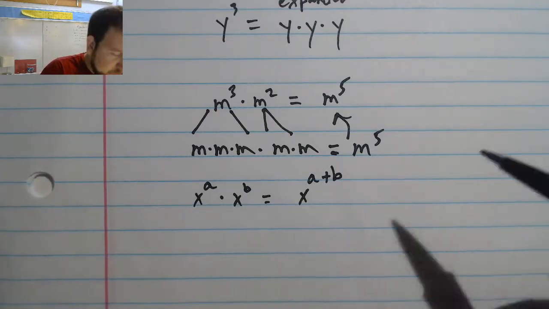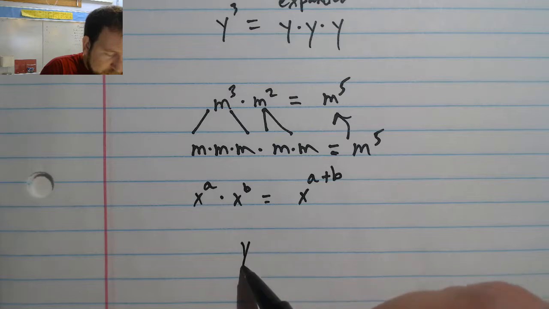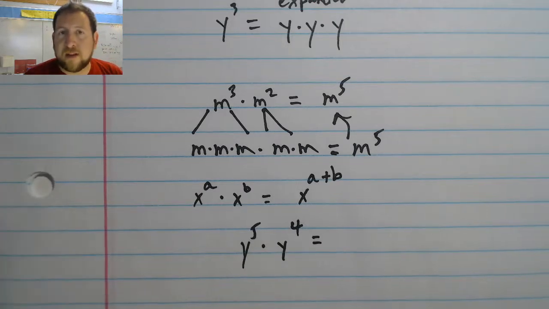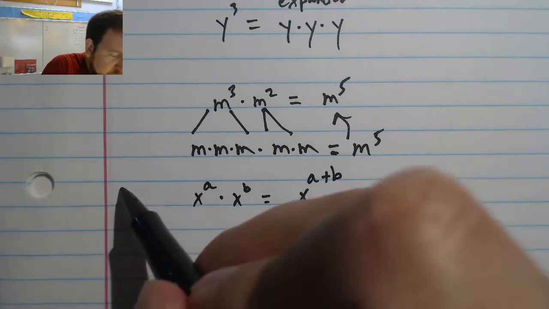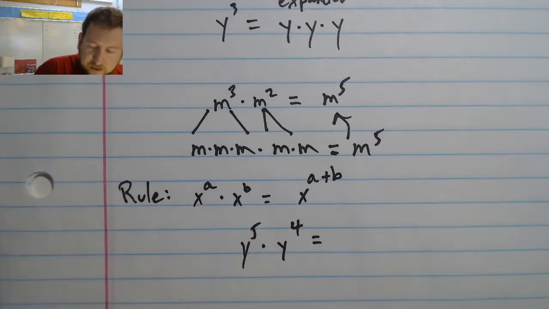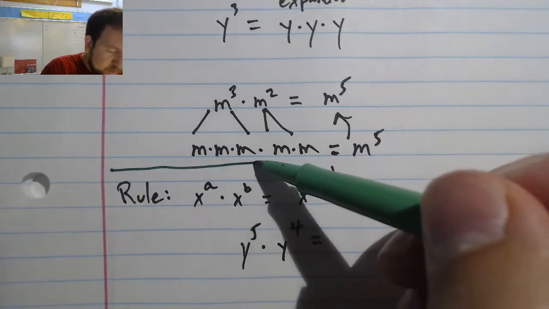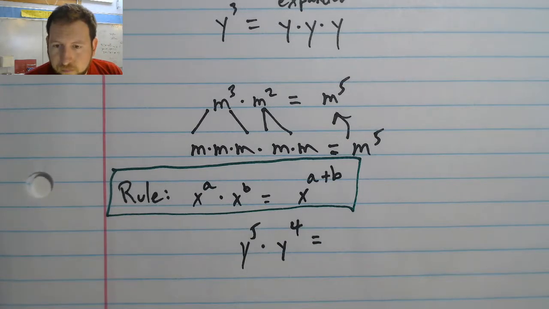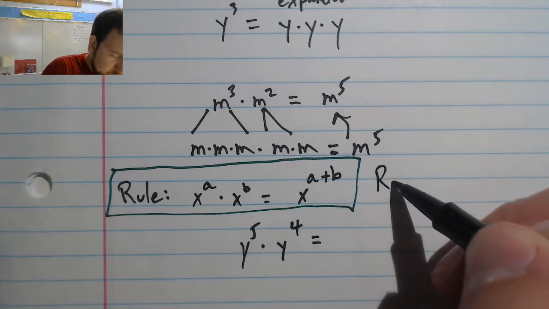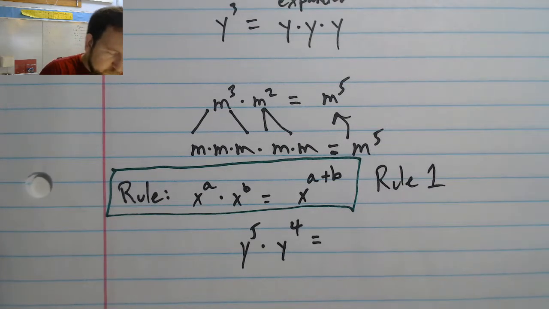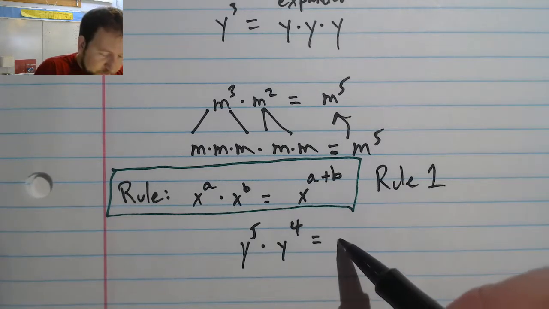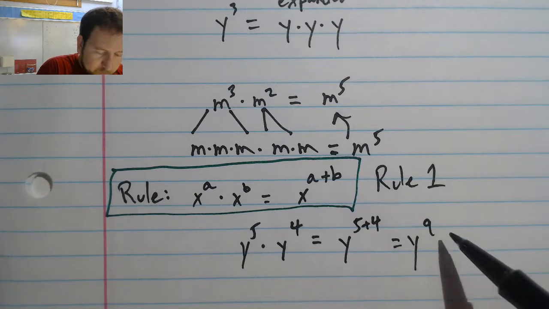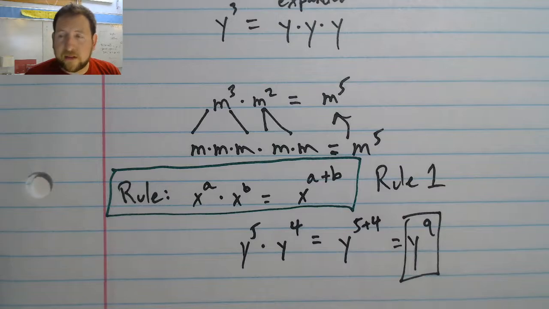Let's take a look at another example. Say I have y to the 5th power times y to the 4th power. If I were to simplify this, all I need to do is I need to remember this rule. And this is our golden rule number 1 of exponents. I can apply this rule, and I can just say, well, this is equal to y to the 5 plus 4, or y to the 9th. Very, very simple for me to do.